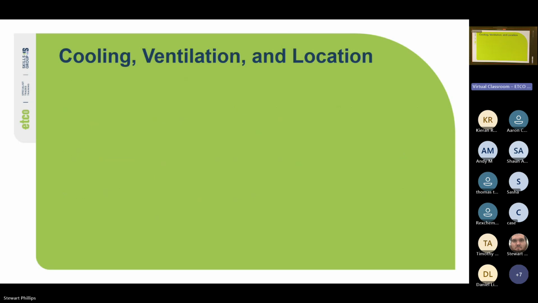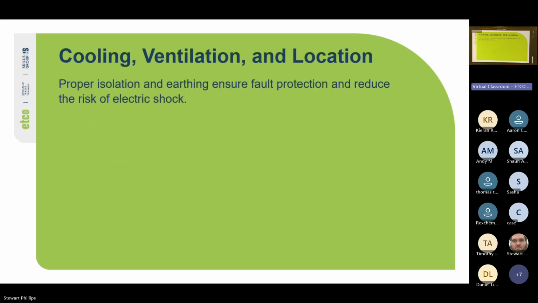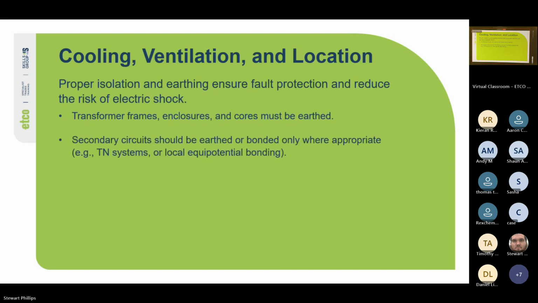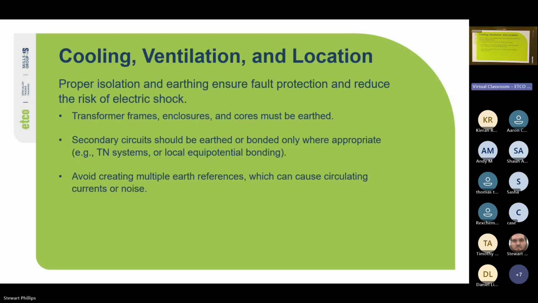Cool. So cooling, ventilation, and location. We need proper isolation and earthing to ensure fault protection and reduce the risk of electric shocks. Transformer frames and closures and all cores must be earthed. Secondary circuits should be earthed or bonded only where appropriate, such as TN systems or local equipotential bonding. Avoid creating multiple earth references, which can cause circulating currents or noise.